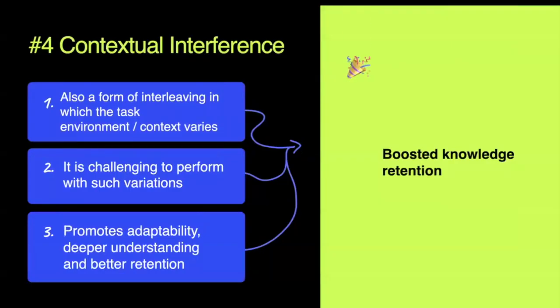The fourth desirable difficulty is called contextual interference. This is actually a form of interleaving in which the task environment actually varies, or the context in which the task is carried out is varying. It's very challenging to perform with such variations. So sure, initial performance will seem to have reduced. But in the long run, this is what promotes adaptability, deeper understanding, and better retention.